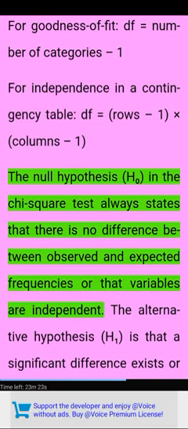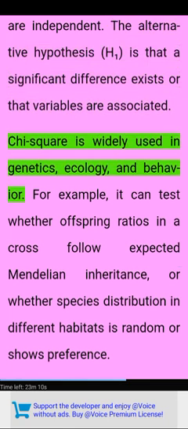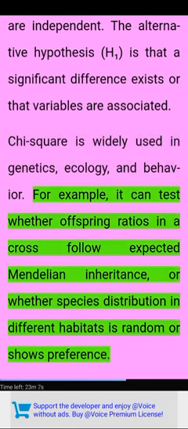The null hypothesis H0 in the chi-square test always states that there is no difference between observed and expected frequencies, or that variables are independent. The alternative hypothesis H1 is that a significant difference exists, so that variables are associated. Chi-square is widely used in genetics, ecology, and behavior. For example, it can test whether offspring ratios in a cross follow expected Mendelian inheritance, or whether species distribution in different habitats is random or shows preference.